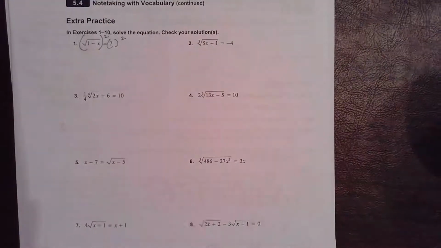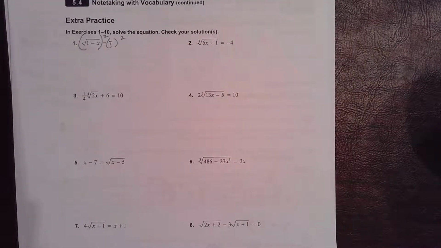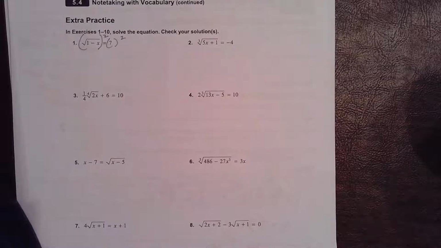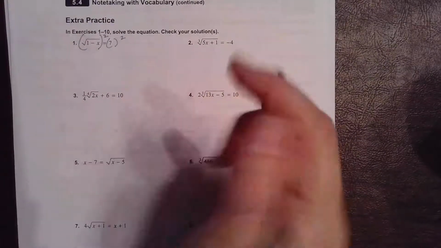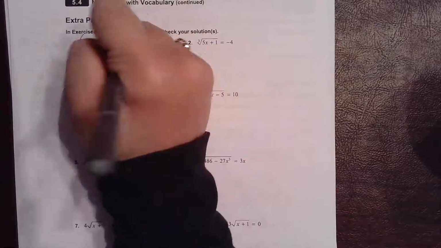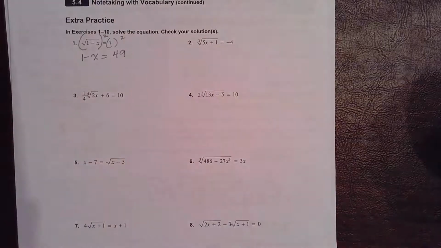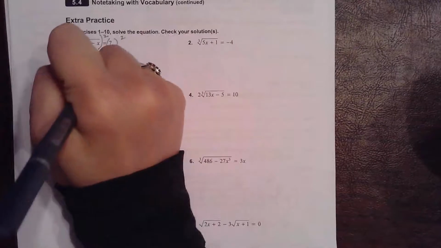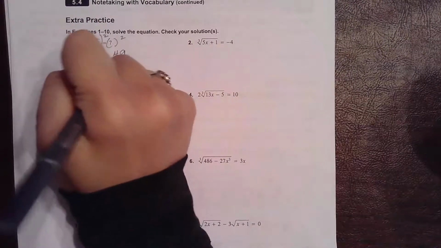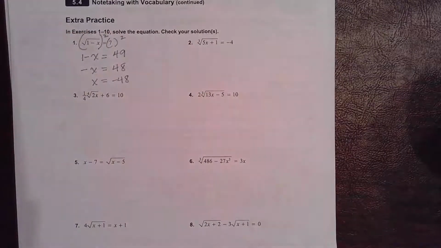Remember, we're squaring both sides, so do we need to put a plus or minus? The answer is no, because we're squaring both sides, not rooting both sides. When the square root and square cancel each other out, I get 1 minus x, and I get 49 on this side. Remember, the only time you have to put the plus or minus is if you take an even root of both sides of your equation. I'm going to subtract 1, and then divide by negative 1.